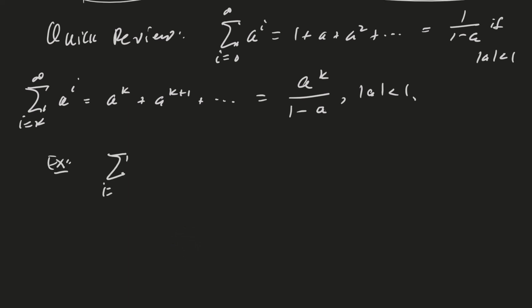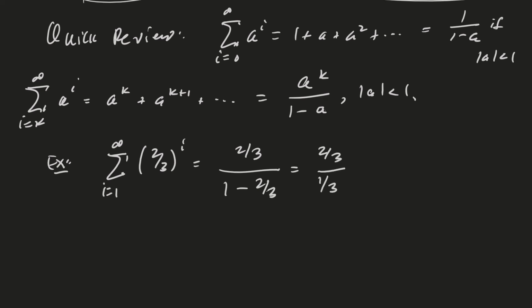Right, if I take, say, the sum from i equals 1 to infinity of 2/3 to the i power, right? My first term is on top, so that's going to be 2/3 to the 1 power divided by 1 minus 2/3. And so that's going to be 2/3 divided by 1/3. And so that's 2/3 times 3 over 1. And so that's equal to 2.